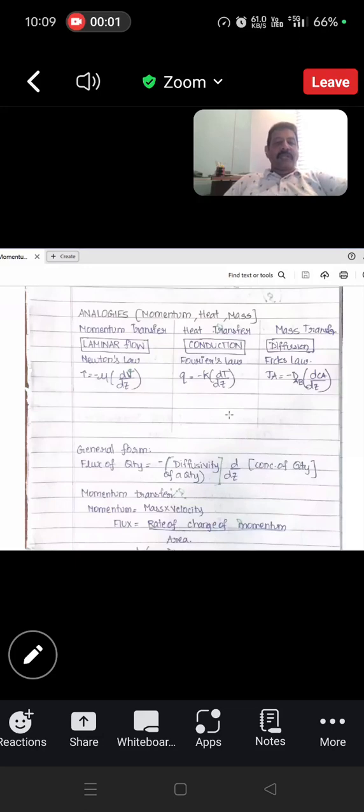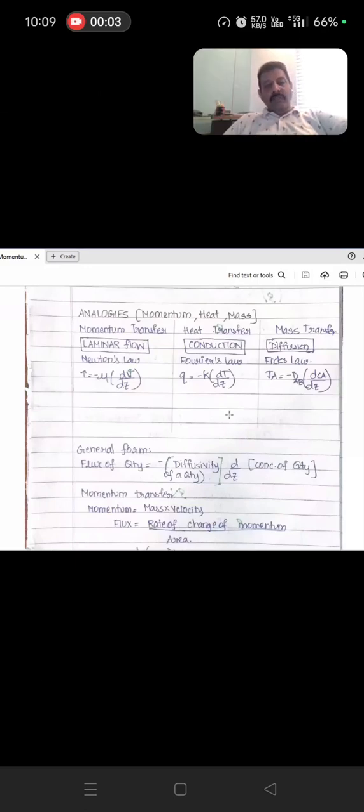mu dv by dz. Fourier's law: q is equal to minus k dT by dz. And Fick's law: J_A is equal to the mass flux. This is the momentum flux, or you call it the shear stress, or the true name is momentum flux.